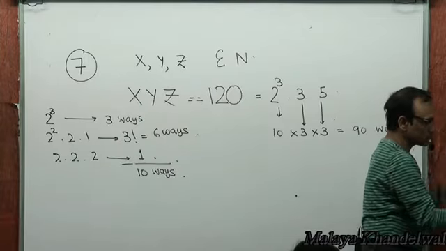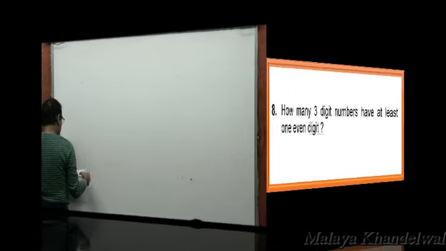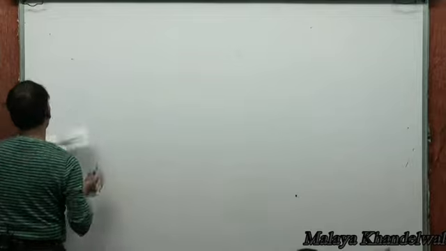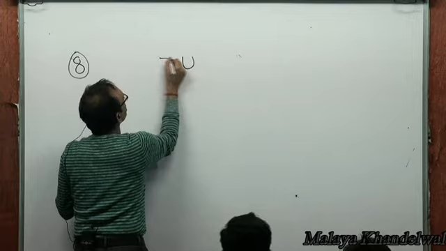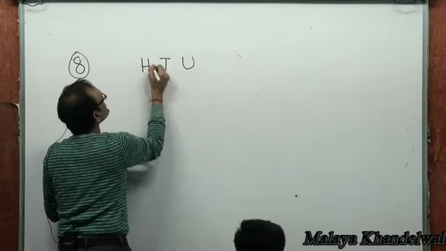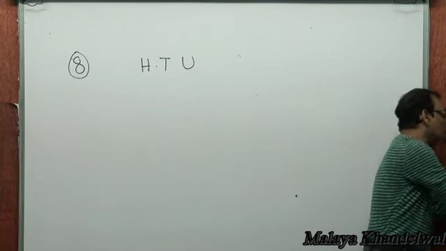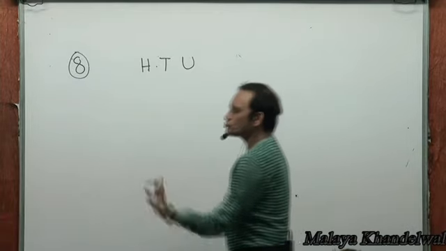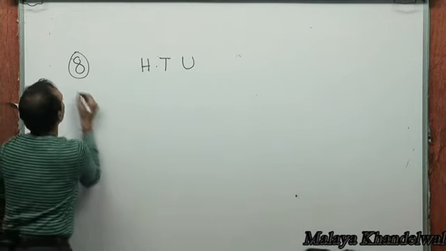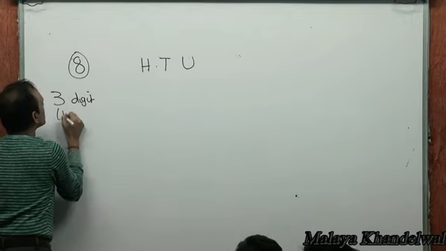Let's look at the next one. Simple, isn't it? How many 3-digit numbers have at least one even digit? We are seeking 3-digit numbers, units, tens and hundreds. We want at least one of the 3 digits to be an even digit. So first of all, unconditionally, how many 3-digit numbers in all are possible?